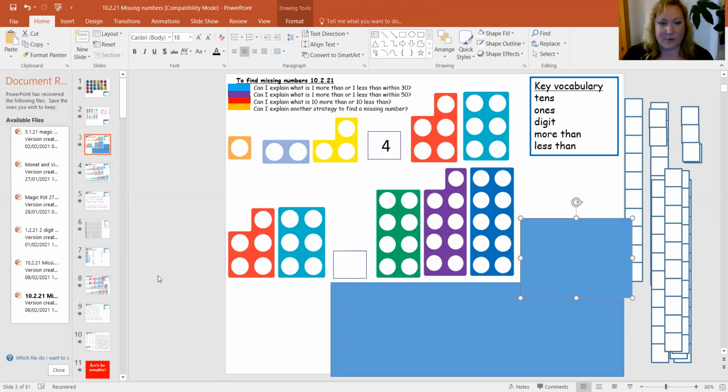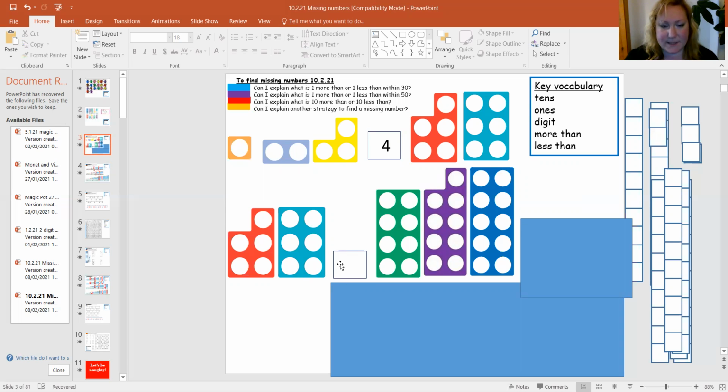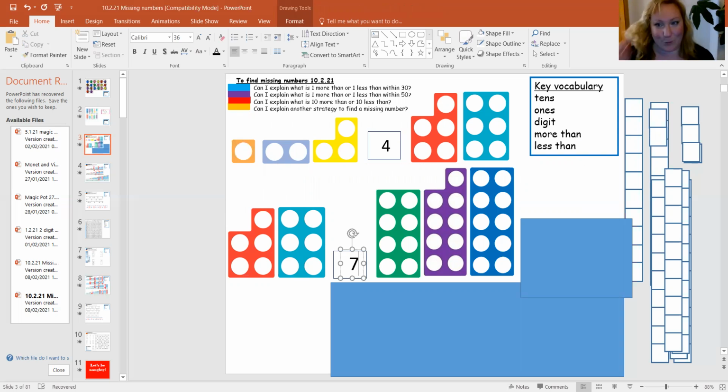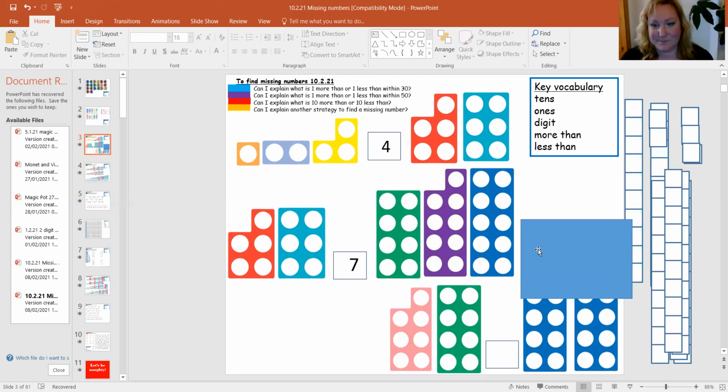Here we go. So we've got 5, 6, something, 8, 9, 10. What is that missing number? Oh gosh, it doesn't even start with a 1. That's confusing. 5, there's a 6. What would 1 more than 6 be? 7. 7 is 1 more than 6. 8 is 1 more than 7. 7 is 1 less than 8. Really good job. Good maths, everyone. Let's try the next one.